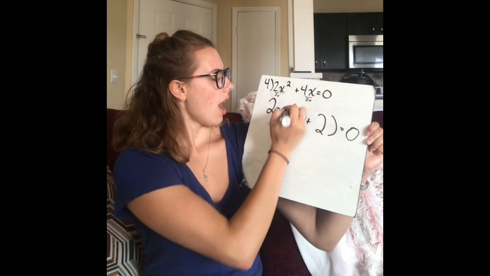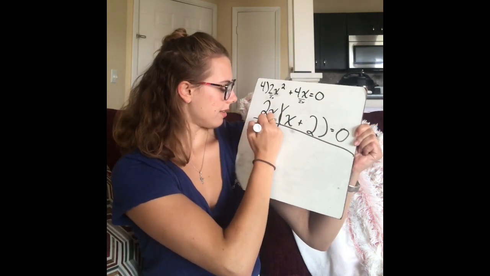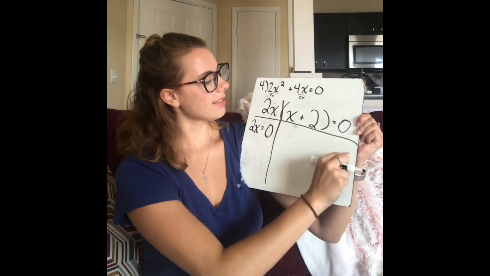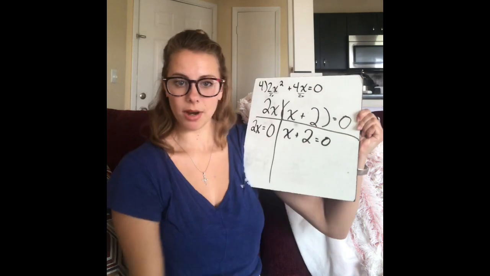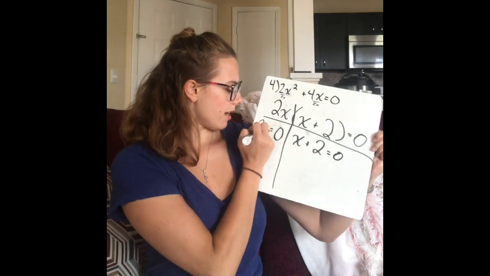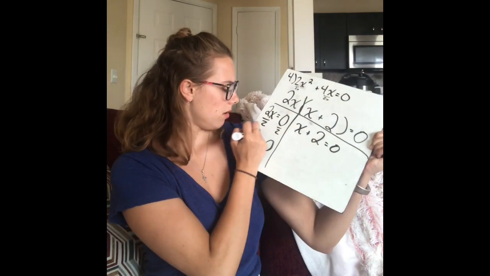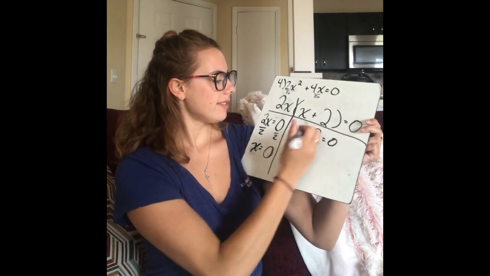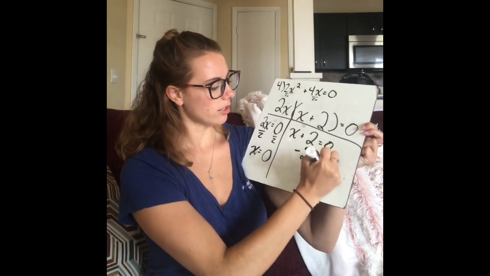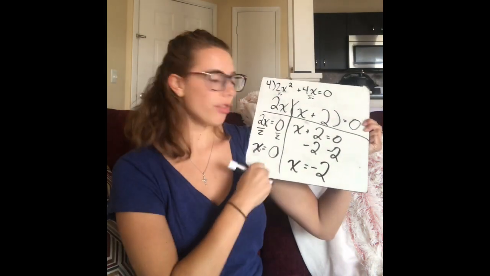So now I am going to set this side equal to 0. I end up with 2x equals 0. And I'll set this side equal to 0, which is x plus 2 equals 0. So now on this side, I'll divide by 2, divide by 2. 0 divided by 2 is 0. So x equals 0. Or on this side, I'll subtract 2, and I end up with x equals negative 2. So both of these guys are your answer.